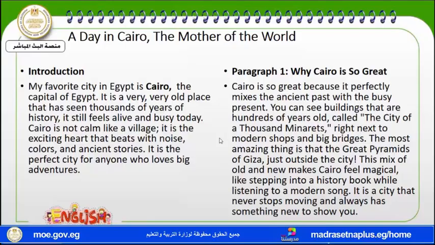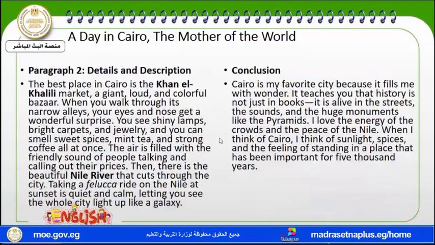In the second paragraph, we are going to give more details about Cairo. And we are going to speak about a very famous place, which is Khan el-Khalili. The best place in Cairo is the Khan el-Khalili market and colorful bazaar. When you walk through its narrow alleys, your eyes and nose get a wonderful surprise.